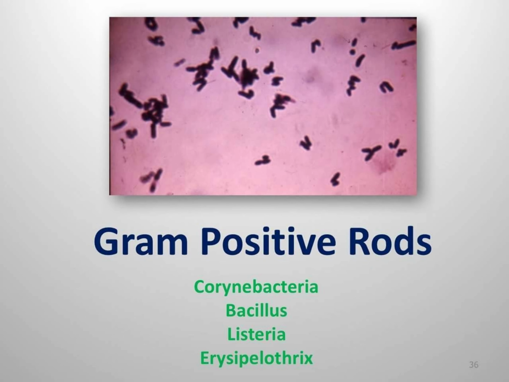Gram-positive rods are a type of bacteria that are identified by their shape, which is long and thin, with a positive result on the Gram stain test, indicating that their cell wall is composed primarily of peptidoglycan.